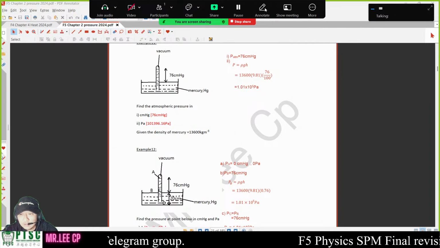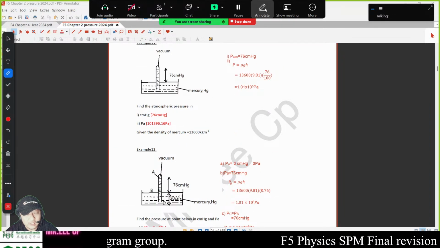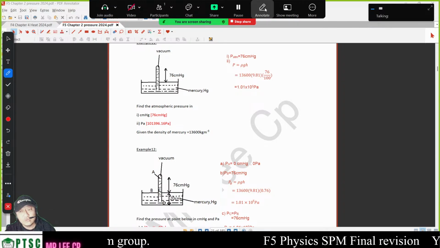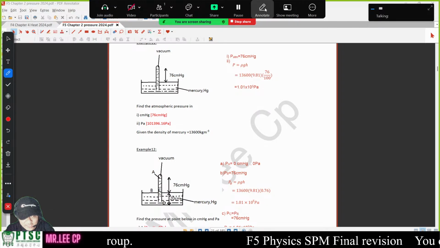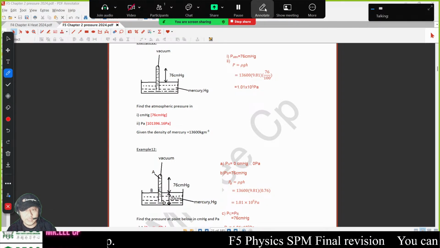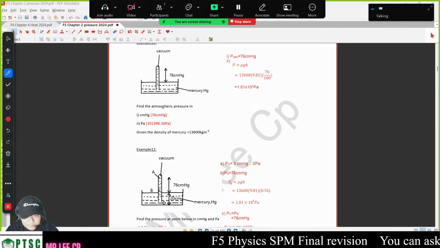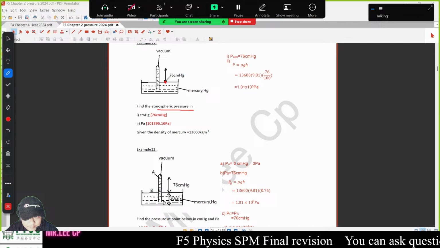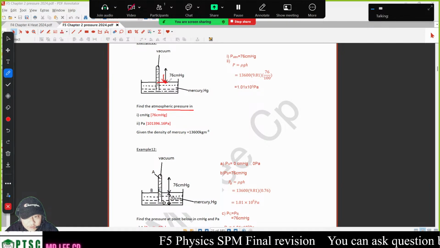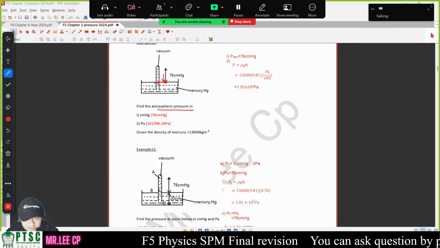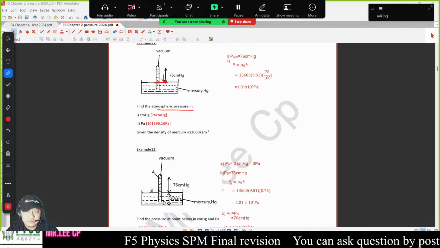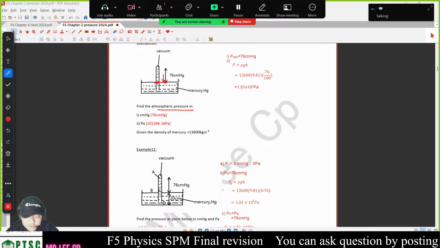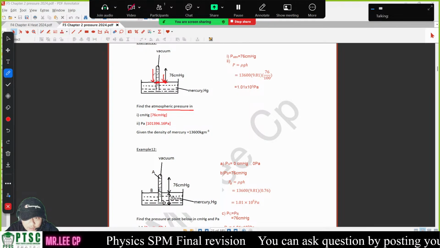So, how to calculate? All right. If you got your own way, you use your own way. If you haven't, you forget, you want to use my way, go ahead. Now, find the atmospheric pressure. So this one, it is atmospheric pressure, right? So what is the pressure here? They are asking you. So this point and this point, it is the same.